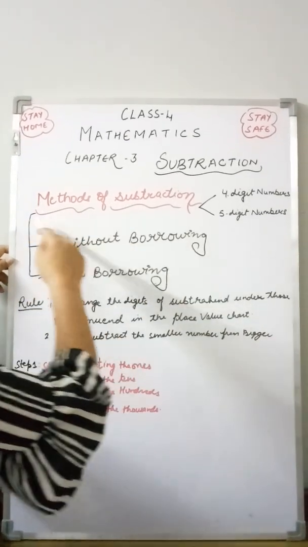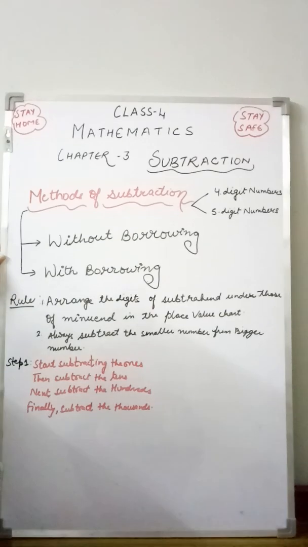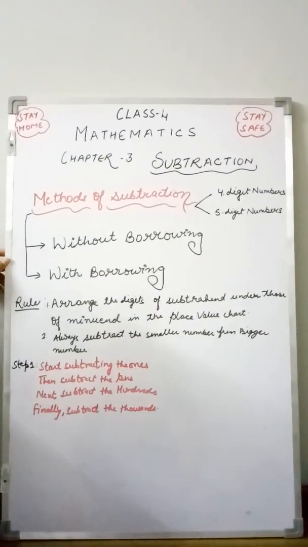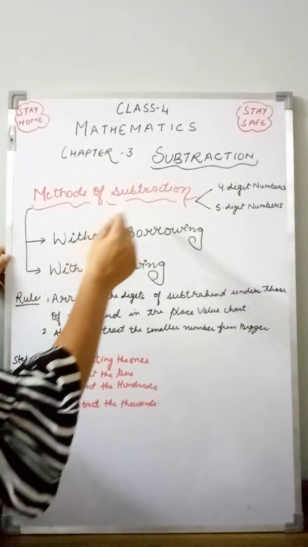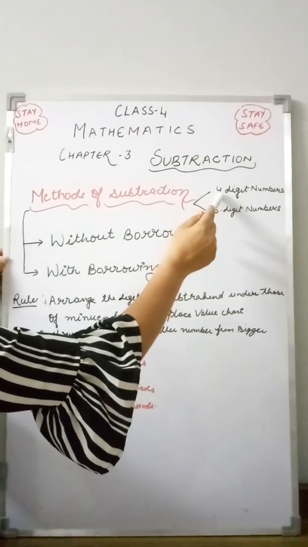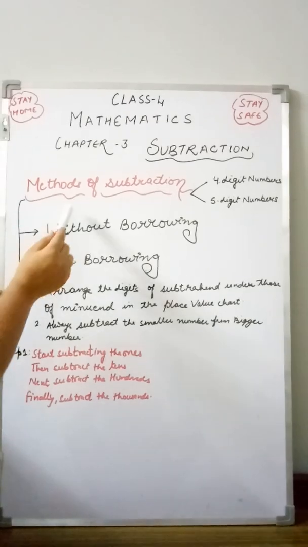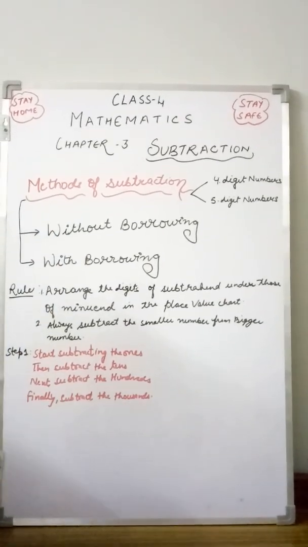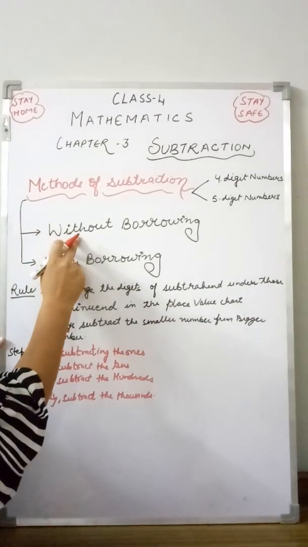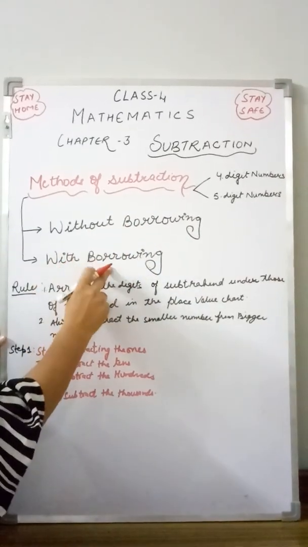There are two methods of subtraction. In the previous class you have learned how to subtract a 3-digit number, but in class 4, we are going to learn how to subtract a 4-digit and 5-digit number with these two methods. First, I want to clear the two methods, the without borrowing method and the with borrowing method.